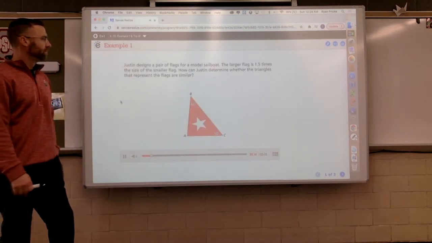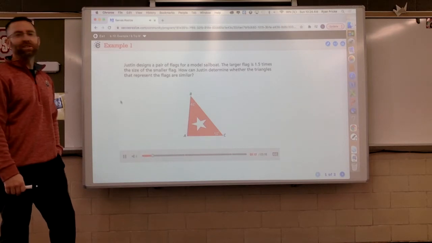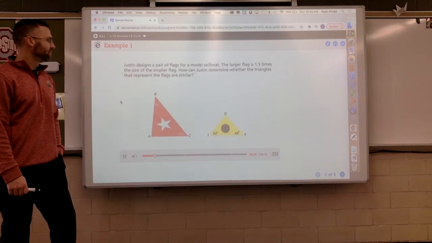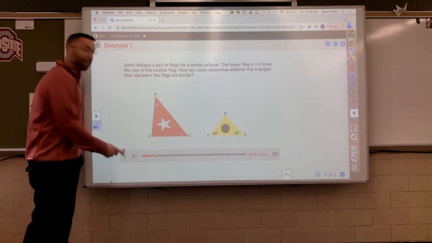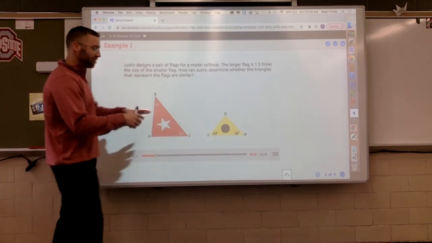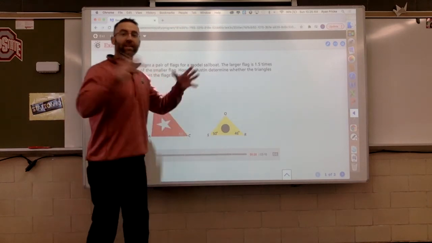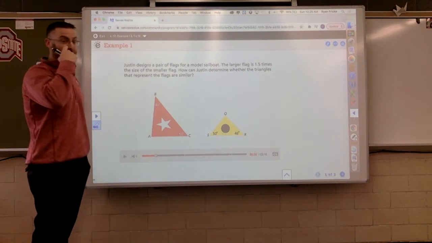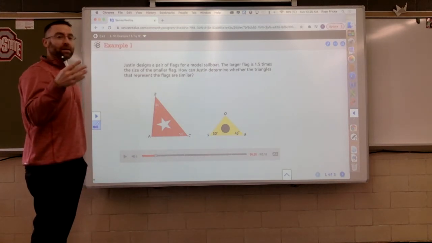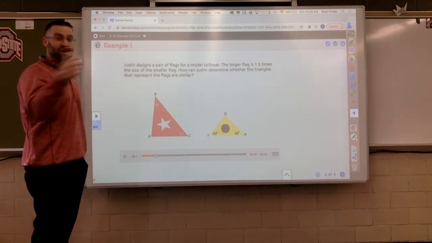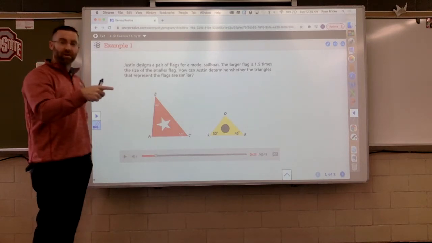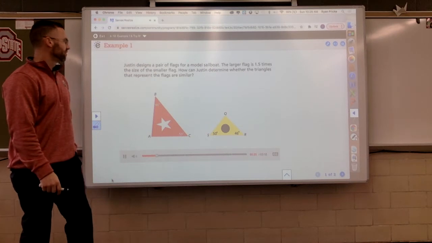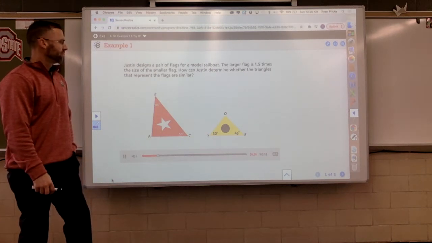Justin designs a pair of flags for a model sailboat. I love sailboats. The larger flag is 1.5 times the size of the smaller flag. That sounds like a dilation. So they took the smaller flag and dilated it 1.5 times, which just means each side length is 1.5 times longer. But guess what? Are the angle measures 1.5 times bigger? Well, based on what we did with dilations, no. How can Justin determine whether the triangles that represent the flags are similar?